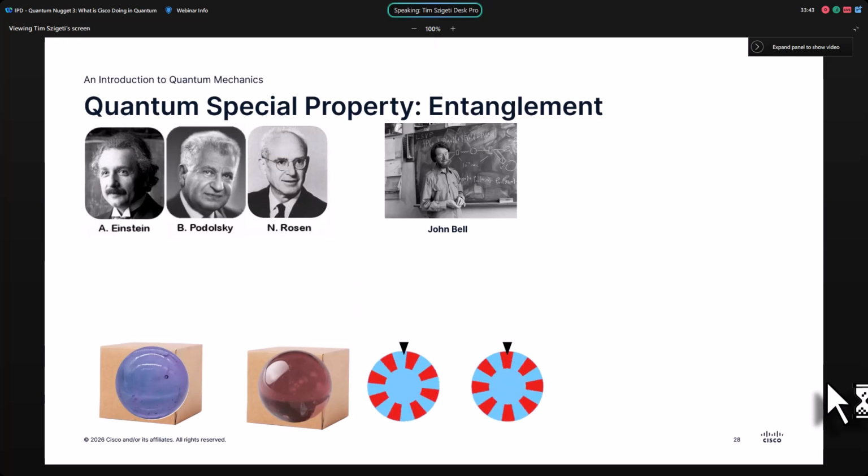It's like spinning wheels. Whenever you make a measurement on one, that's the point where the state of the other collapses, and you're going to get that reflective change of state. Okay, so who was right, who was wrong?